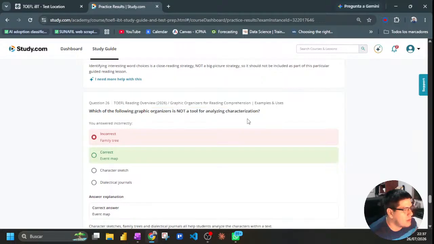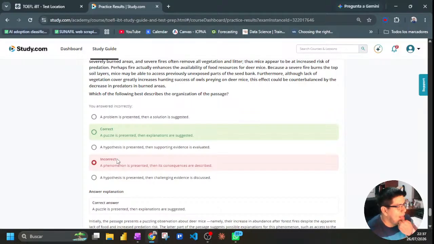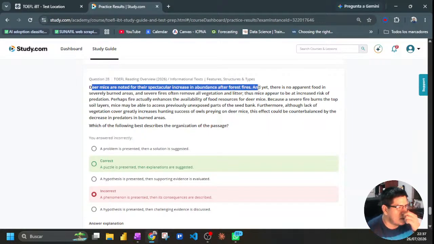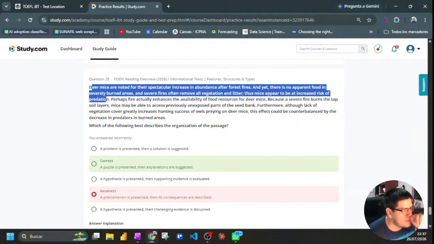Now the tool for analyzing. A puzzle is presented and an explanation suggested. Noted for their spectacular increase in abundance after forest fire. There is no apparent food in severely burned areas, and severe fires often remove all the vegetation, leading to mice being at increased risk of predation.